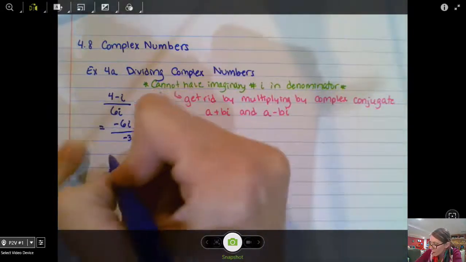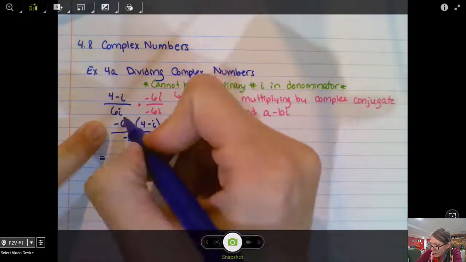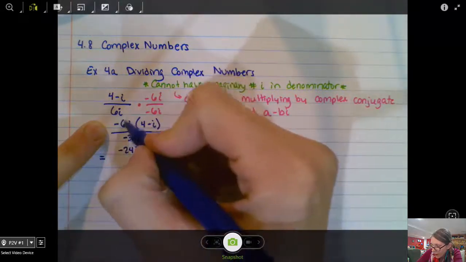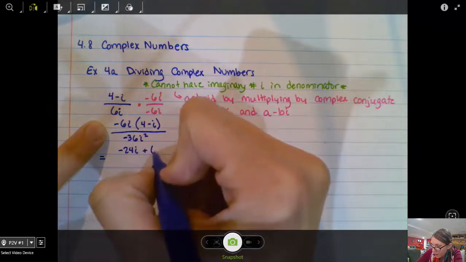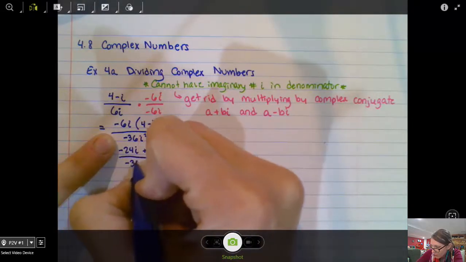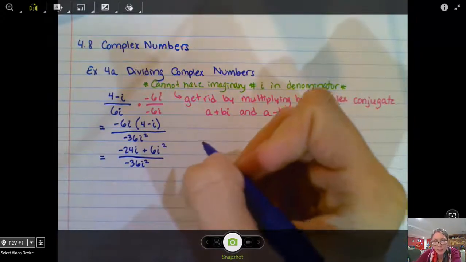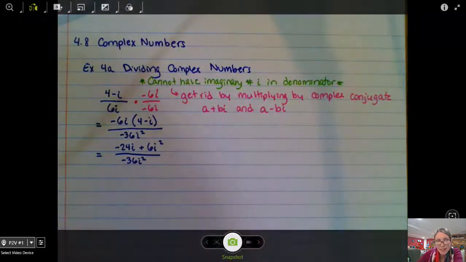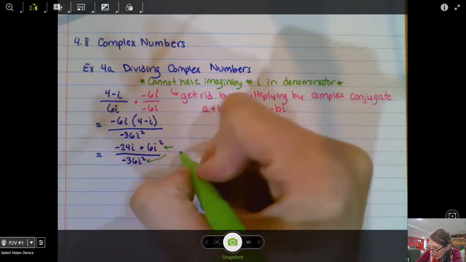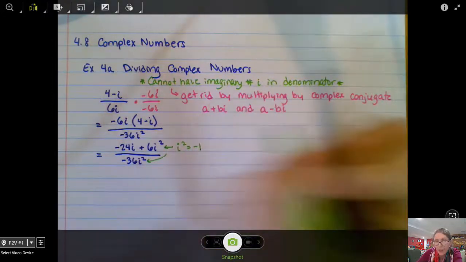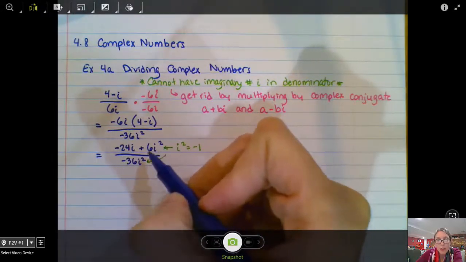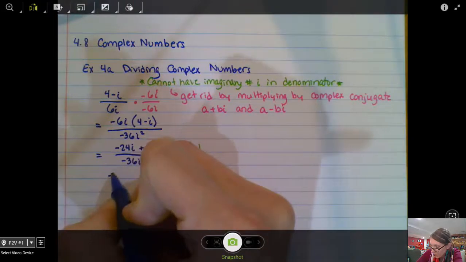And again, let's simplify a little bit more. Negative 6i distributed, negative 6i times 4 is negative 24i. Negative 6i times negative i is positive 6i squared, over negative 36i squared. At this point, there's one last thing we can do to simplify, and that's to remember that i squared equals negative 1. So right here, when I see 6i squared, that is 6 times negative 1, negative 6.